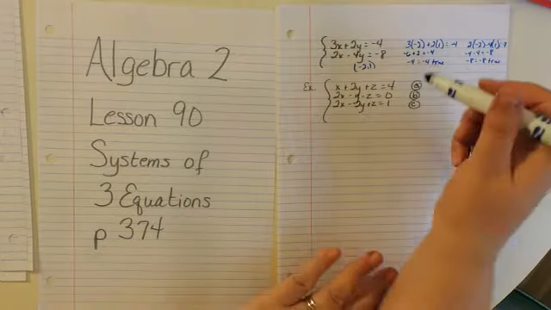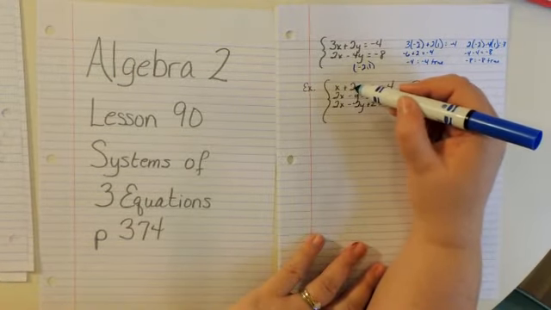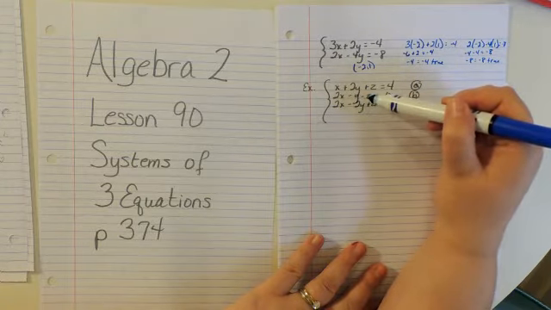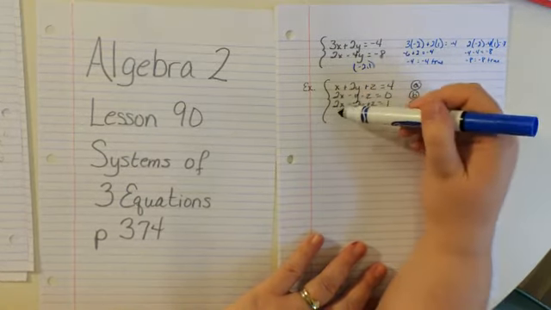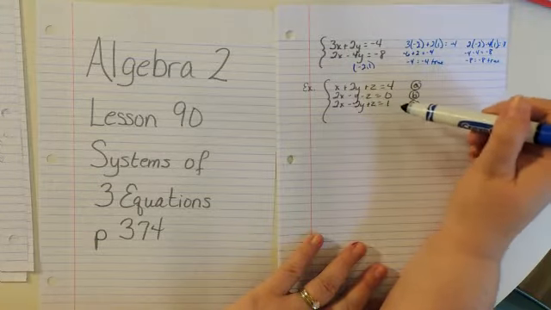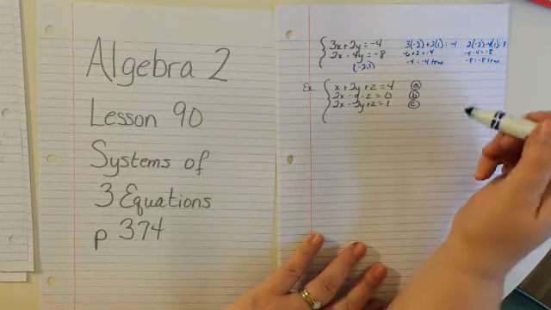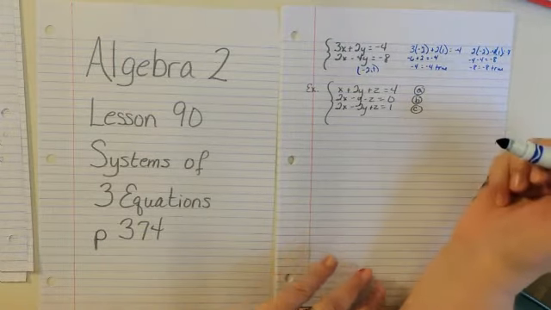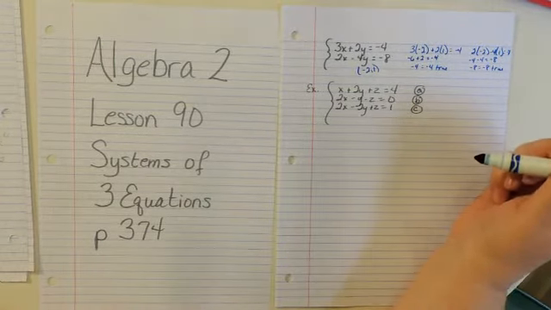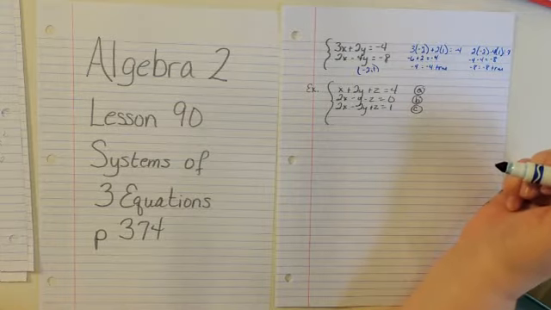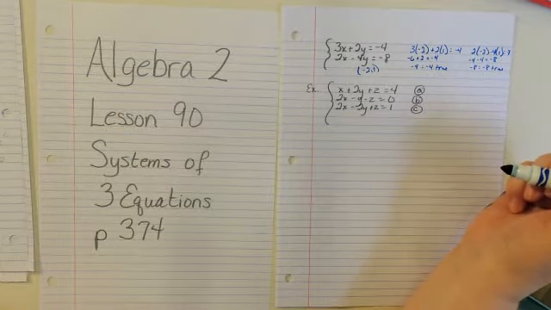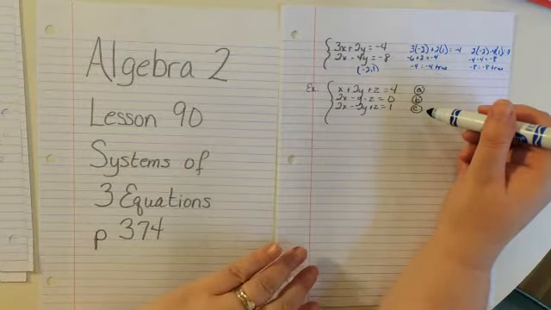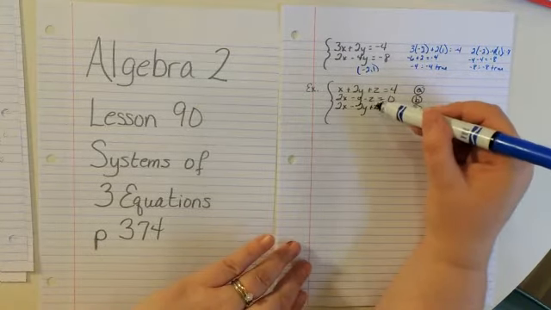So, here we have x plus 2y plus z equals 4, 2x minus y minus z equals 0, and 2x minus 2y plus z equals 1. I'm going to label these A, B, and C just because it's easier to talk about them that way. And we're going to start by eliminating one of the variables. If we start by using B and C, we can eliminate the z.